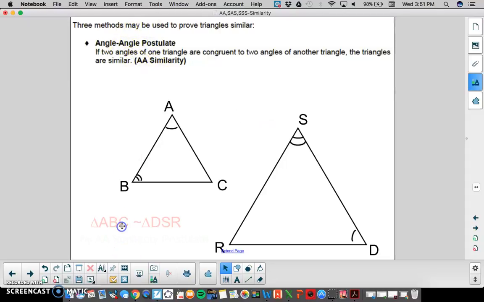We don't have every piece of information, but we have enough information to be able to show that through that angle-angle postulate. So I could then write the similarity statement that triangle ABC is similar to triangle DSR. Notice the order that I put them in, that A matches with D, B matches with S, and C matches with R by the AA similarity postulate. So that's like our reason. This similarity statement is our statement, and the postulate is our reason for that conclusion.